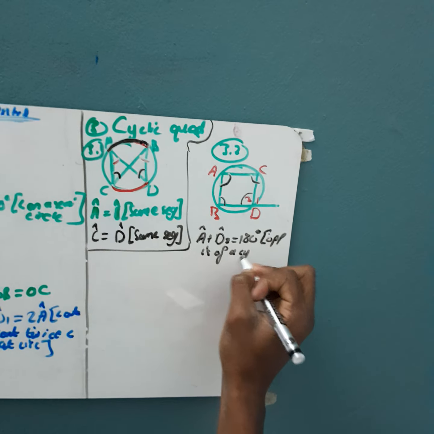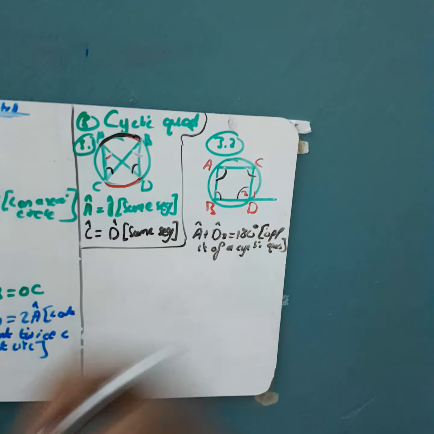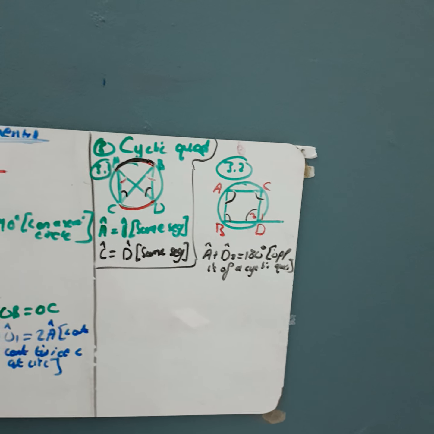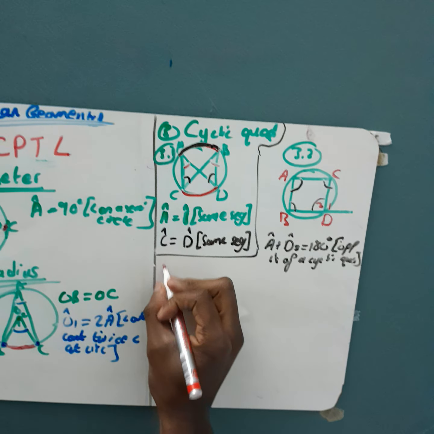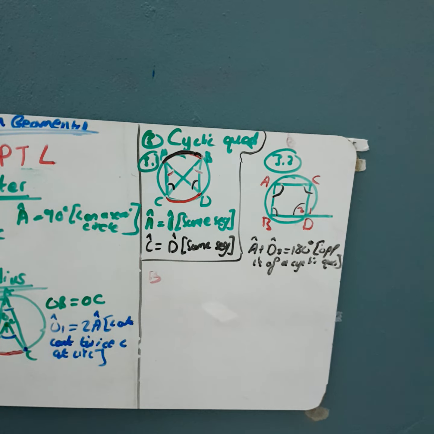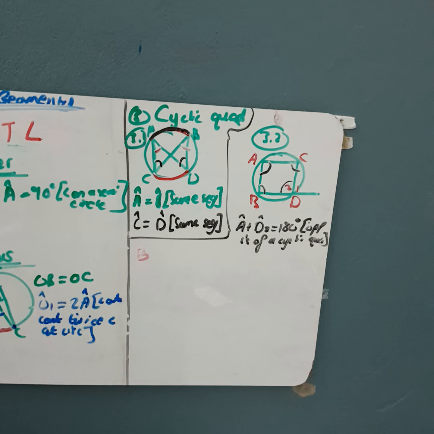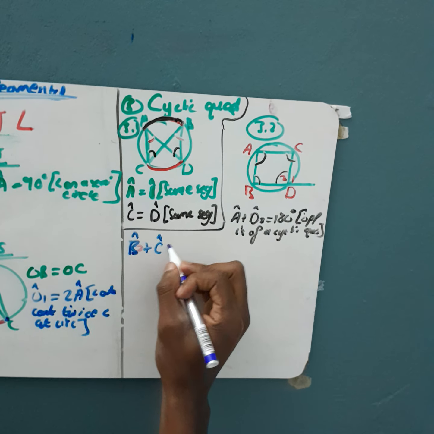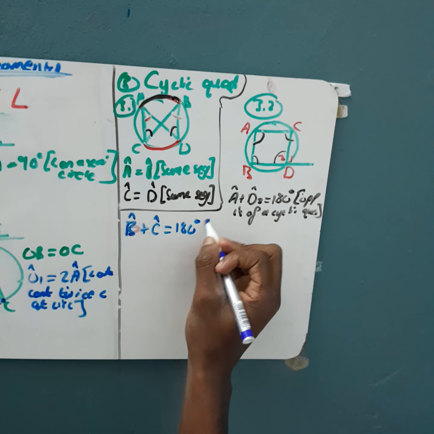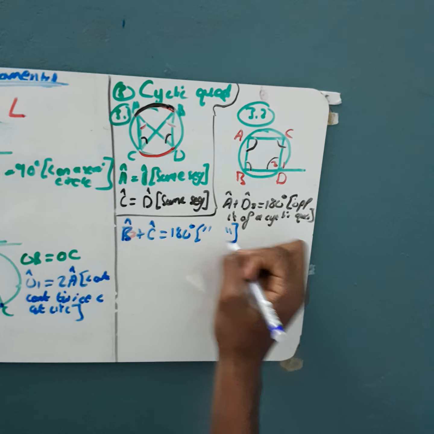Then again, you can see that angle B and angle C are opposite. So you're also going to do that. Angle B plus angle C equals 180 degrees. The same reason.